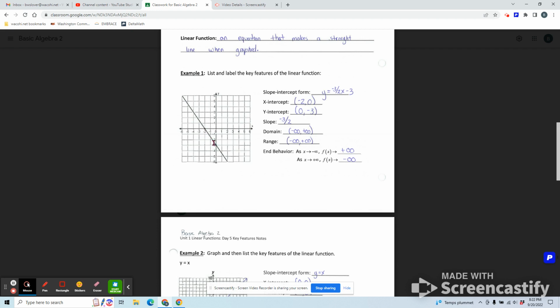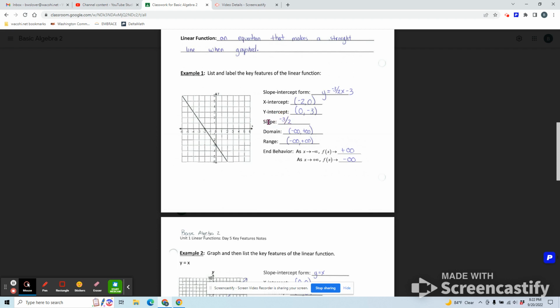So I pick these 2 points, and I count my rise over run. I'm figuring out my slope. And it doesn't matter whether you start with this one or this one. You get the same answer. So I'm going to start with this one. I went down 3, so because I'm going down, that makes it -1, 2, 3, and I went right 2. My slope is -3/2.